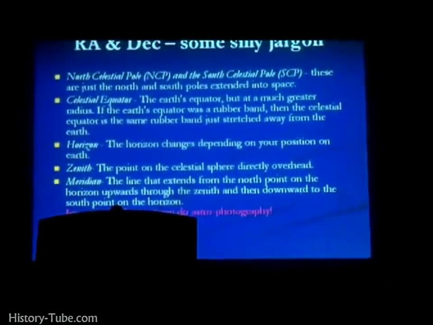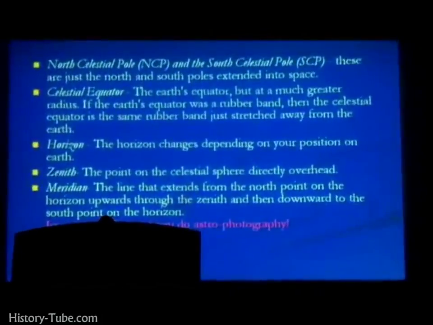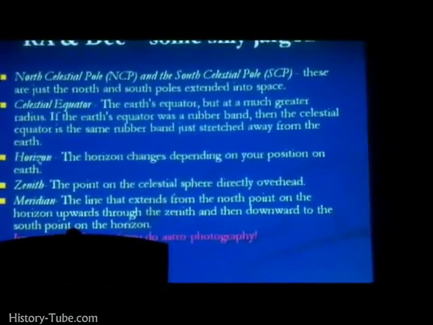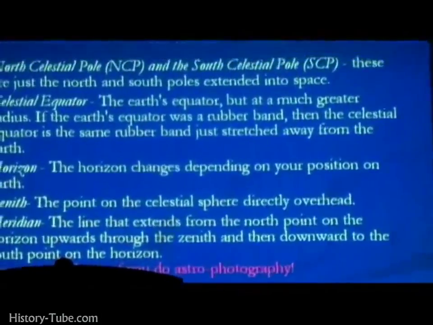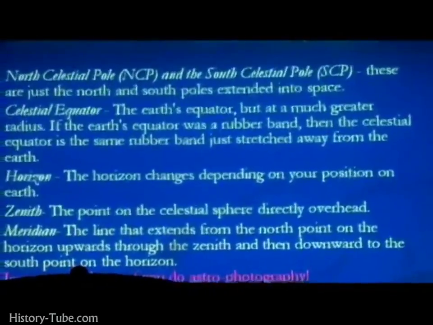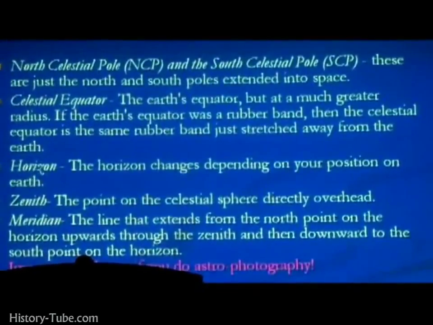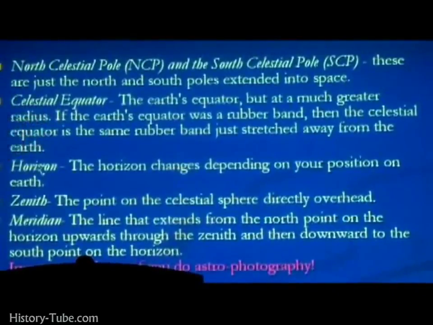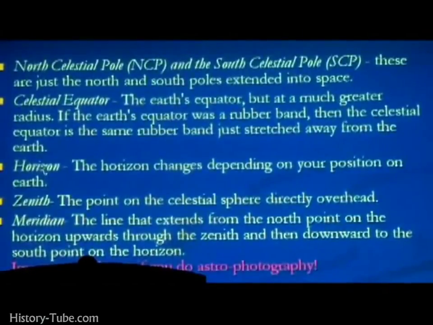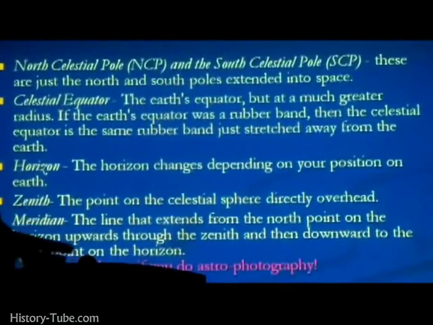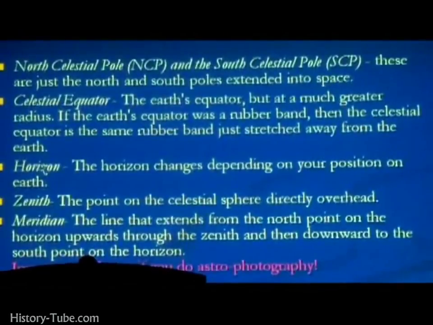Okay, so right ascension and declination, some silly jargon. The North Celestial Pole, or NCP, and the South Celestial Pole, or SCP, these are just the north and south poles extended into space, like I was talking about a moment ago. Now, the celestial equator is the Earth's equator, but at a much greater radius. If the Earth's equator was a rubber band, you could think of it as being elastic, then the celestial equator is the same rubber band, just stretched away from the Earth. So if you can imagine a plane slicing through the Earth's equator and just extending into space.